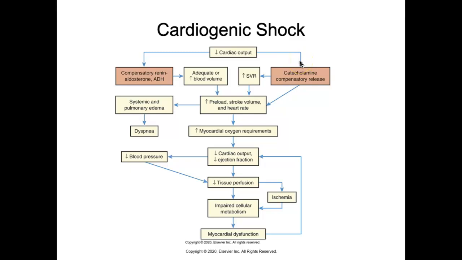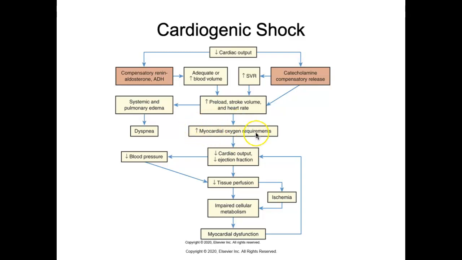When we have signals from our adrenal gland, specifically the medulla, we are going to see that it will release catecholamine, so epinephrine and some norepinephrine, that is going to cause vasoconstriction and increase the contractility and our heart rate. Now, with both of these mechanisms in place, and we're having this increasing preload volume, stroke volume, and heart rate, we are going to see that that fluid will back up and cause systemic and pulmonary edema, which can lead to dyspnea. And also, it's increasing the heart's demands, right?